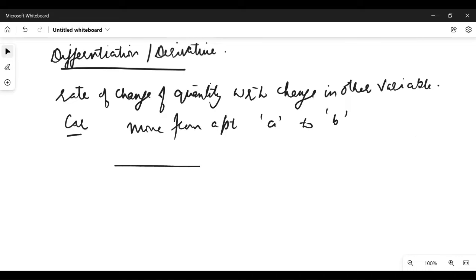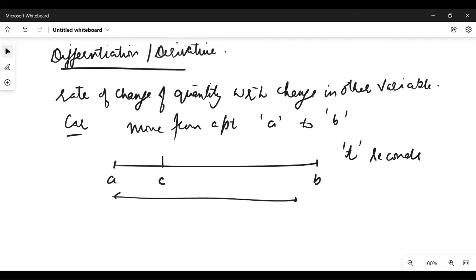Okay, let's see, we make this a line. This is a distance A to B. In between we have a C point also, and it takes t seconds to complete the journey from A to B. Okay, and let's suppose that x will be the distance covered and t will be time taken.